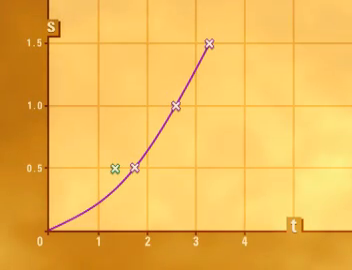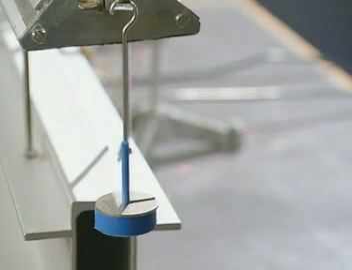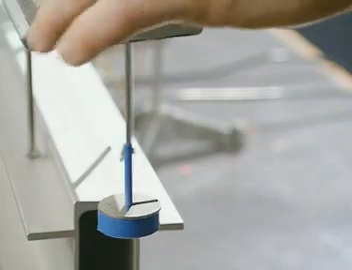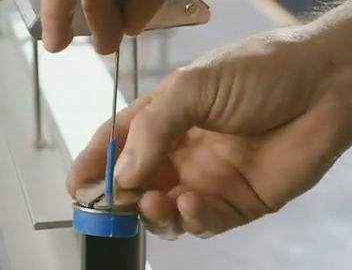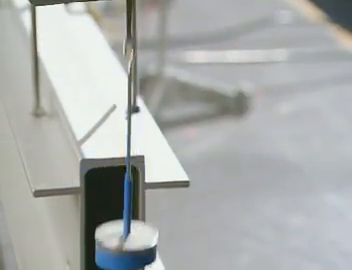Increasing the force decreases the time taken to travel each half metre. The curve is steeper. Increase the force again, make a note of the results and see how the time taken for each half metre changes.